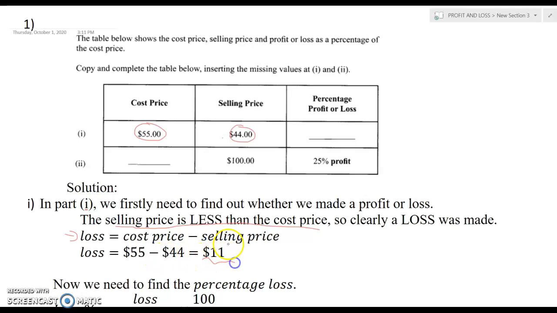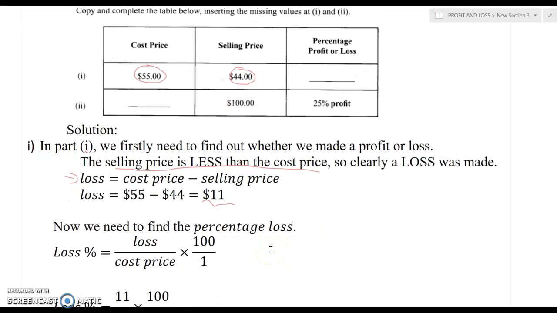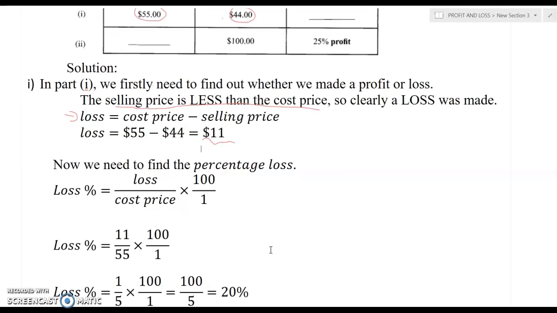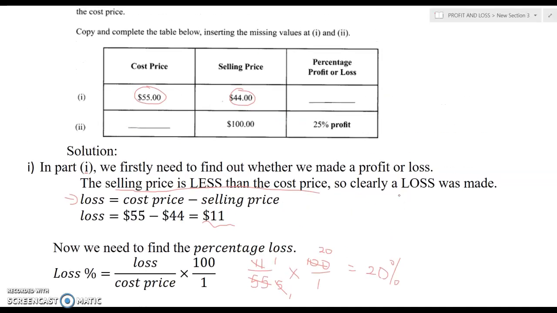The loss is $11. Now we need to find our loss percentage, or percentage loss. Remember, to find that is loss over the cost price multiplied by 100 over 1. So my loss is $11 over the cost price, which is $55, multiplied by 100 over 1. 11 into 11 is 1, 11 into 55 is 5. Then 5 into 5 is 1, 5 into 100 is 20. So we get 20%, right? So my answer for the first piece here is 20%, and it's a loss percentage.